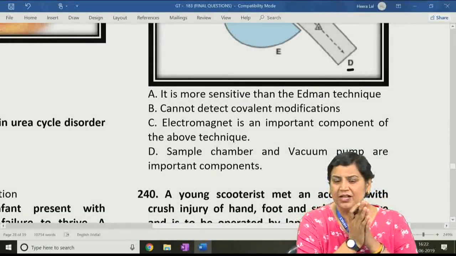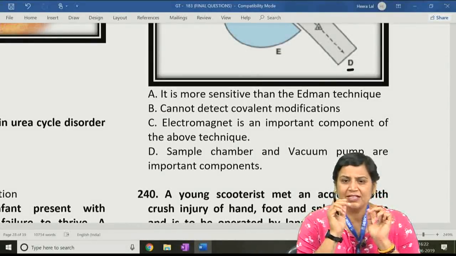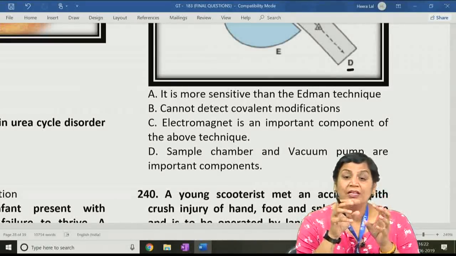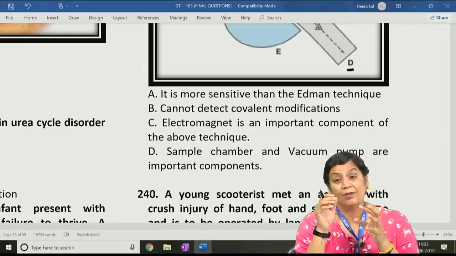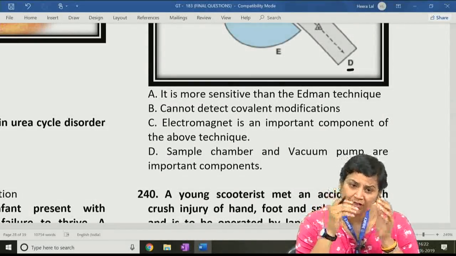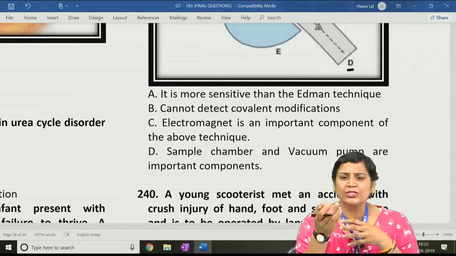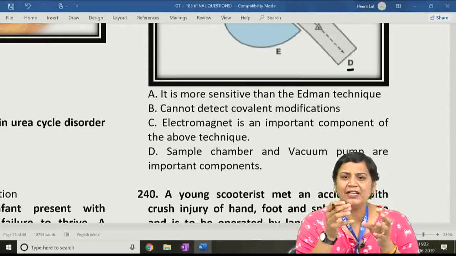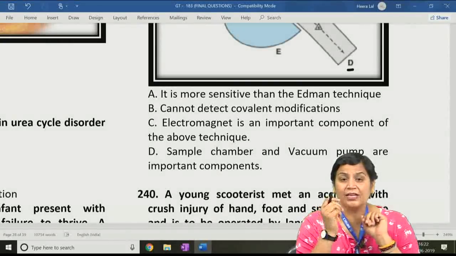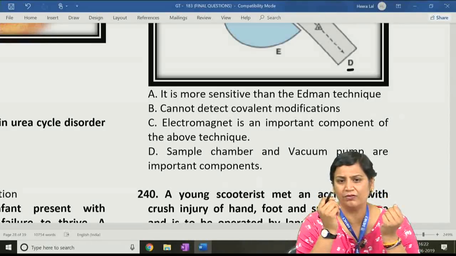Yes, it is sensitive. What is the Edman degradation method? There were two methods actually, Sanger's method and Edman degradation. They tried to study the sequence of the amino acids in a polypeptide. I told you that mass spectrophotometry is considered more sensitive because it takes the aspect of both things, mass as well as charge. Cannot detect covalent modification: this is false. It can detect covalent modifications.